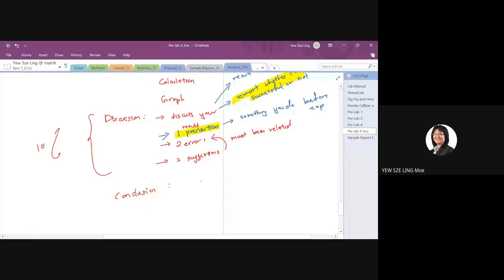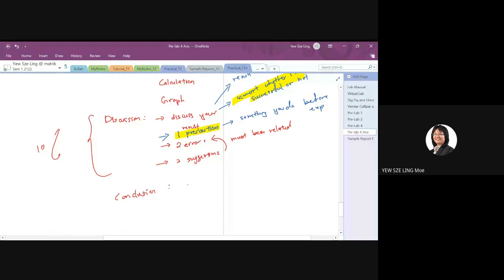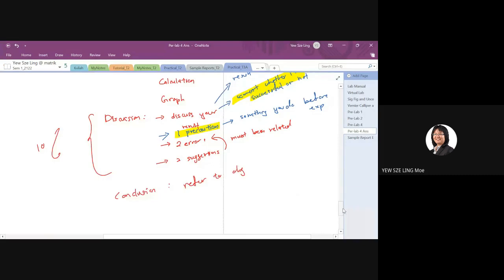So for conclusions, you just state, as usual, whether it is accepted or not, or whether the objective is achieved or not. It refers to your objective, and then you discuss whether it is achieved or not.